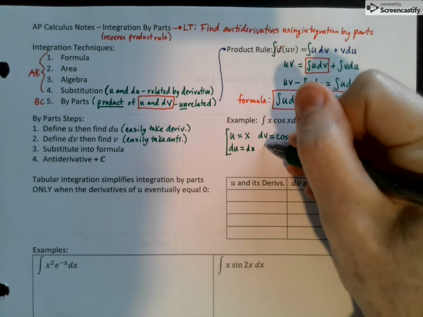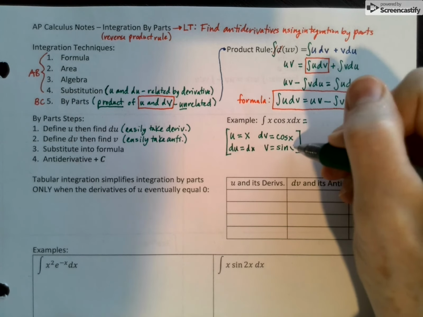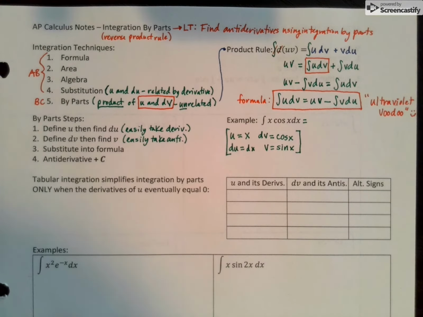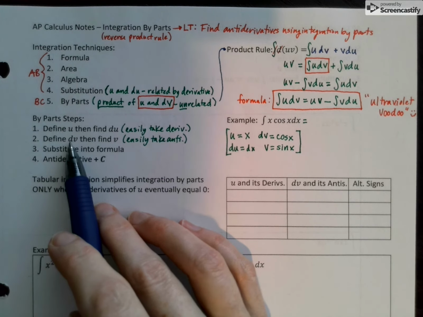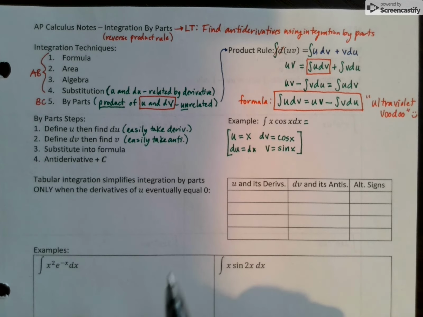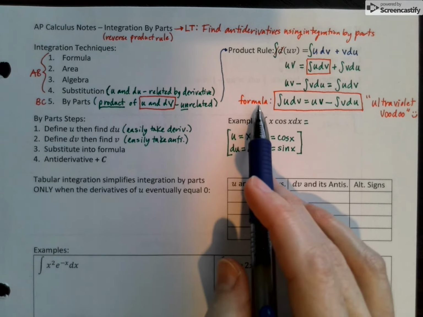And when I take my antiderivative of dv, I get a positive sine x. So I hope you can see that that's the better choice than introducing both a negative and a fraction. So now that we've made those first two important decisions and we've got basically our setup, our side work, I like to put it in a box, we are going to jump right to step 3, which says substitute into the formula that we just learned.